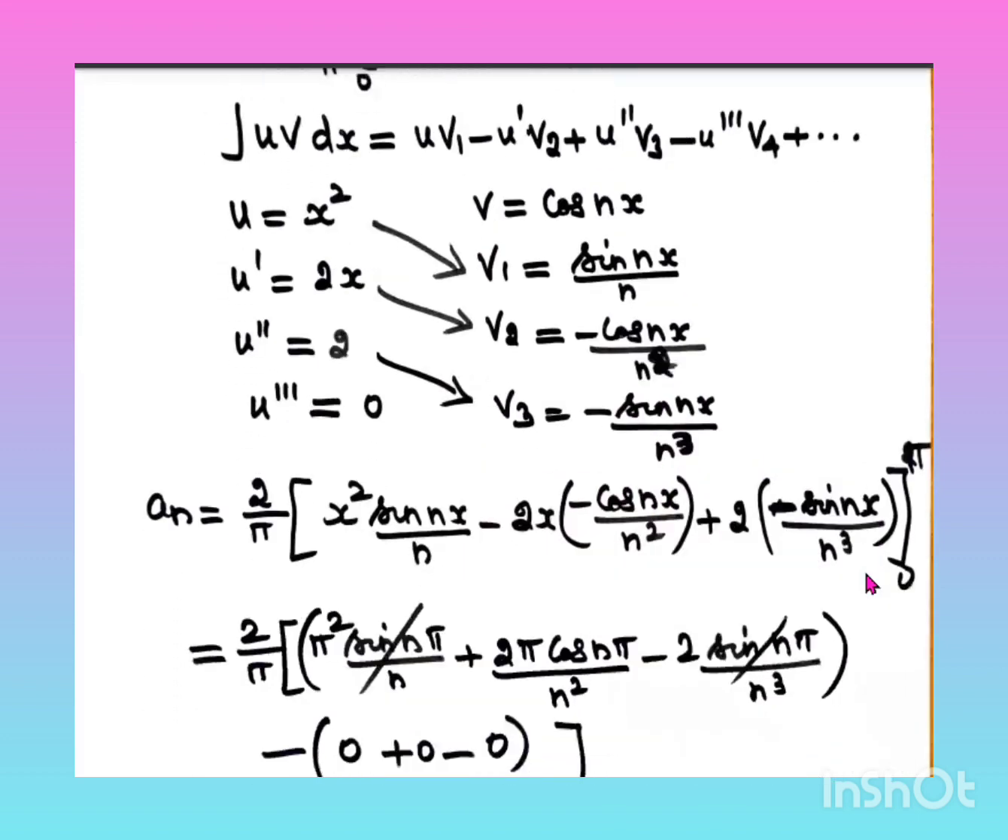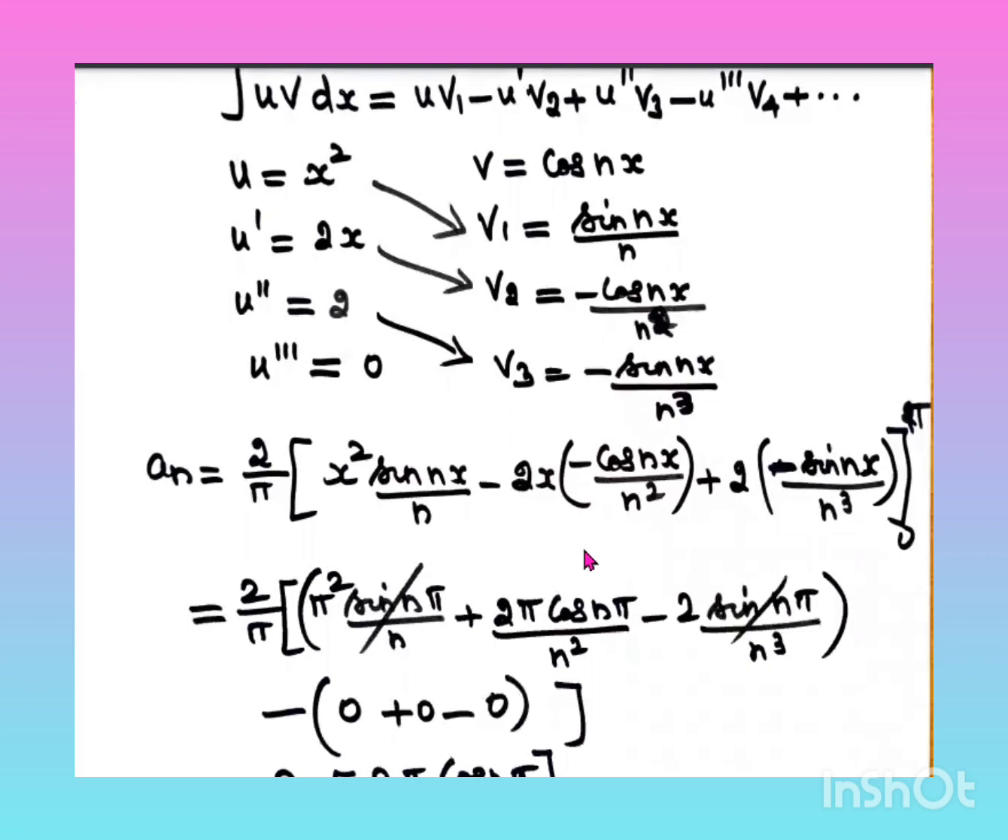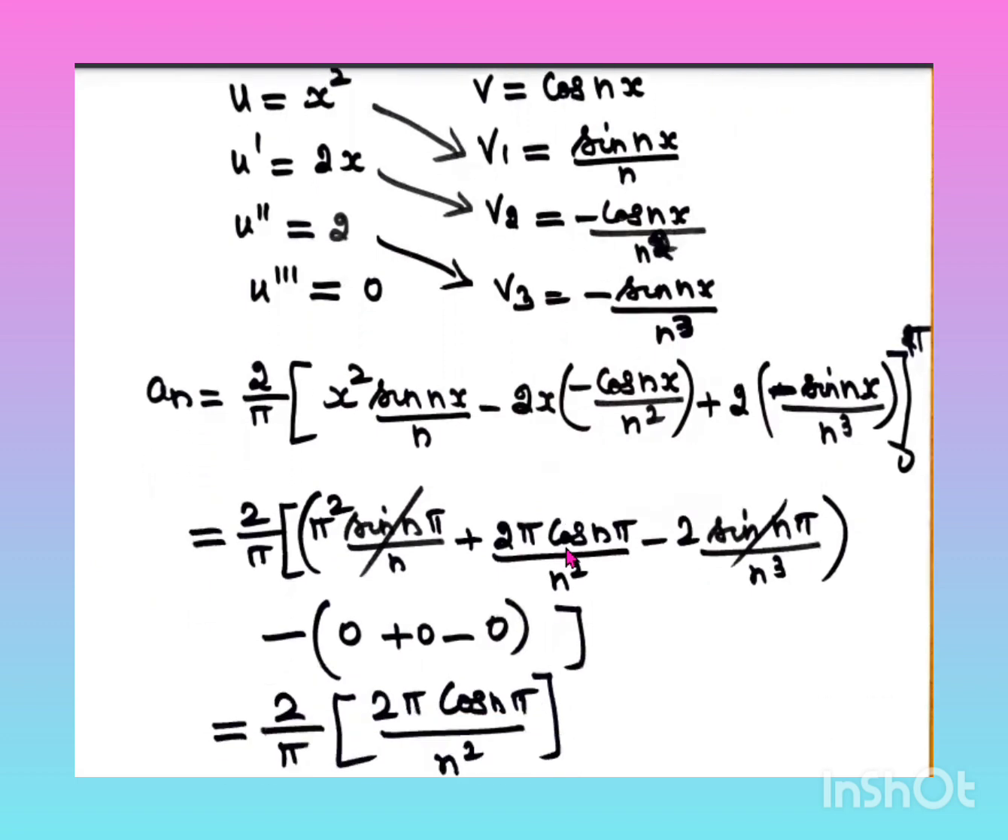Now you have to apply the values in the formula, Bernoulli's formula. So an is equal to 2 divided by pi into u v1, x square sin nx by n, minus u dash v2, minus 2x, v2 is minus cos nx by n square, plus u double dash 2 into v3, minus sin nx by n cube. The limit is 0 to pi. So for x you have to apply the upper limit pi, minus for x you have to apply the lower limit 0.